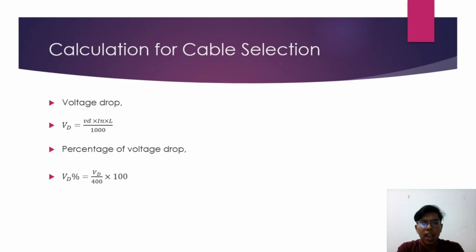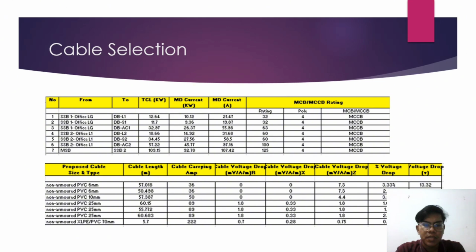And finally, we can calculate the percentage of the voltage drop by using the formula percentage VD equals to VD over 400 times 100. Based on this table, as you can see here, we pull out the values of TCL and maximum demand currents we obtained from assignment 3 and select a suitable cable as long as voltage drop percentage do not exceed 4%.